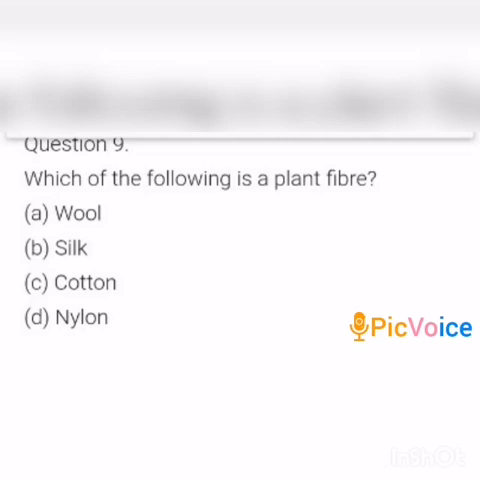The ninth one. Which of the following is a plant fiber? The answers are A. Wool, B. Silk, C. Cotton, D. Nylon. From that, which one is the plant fiber? Find out.